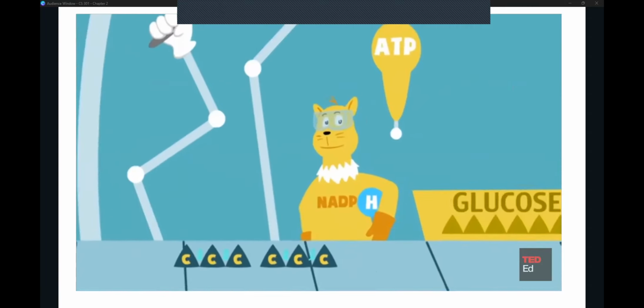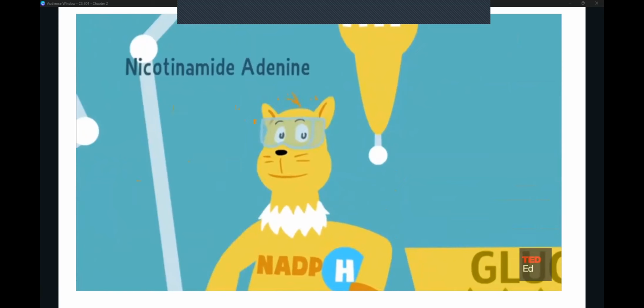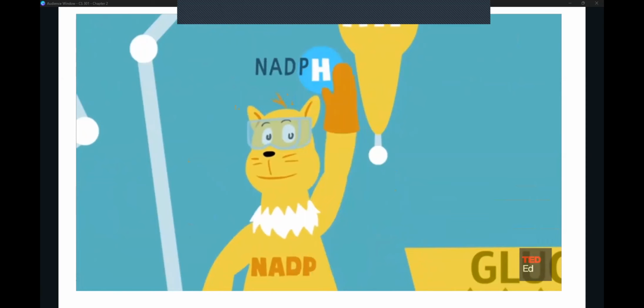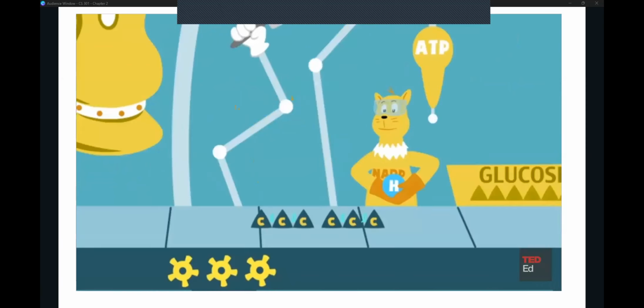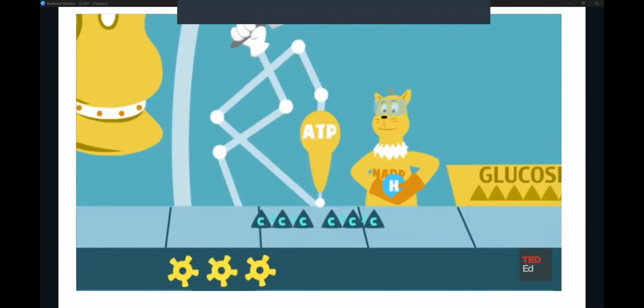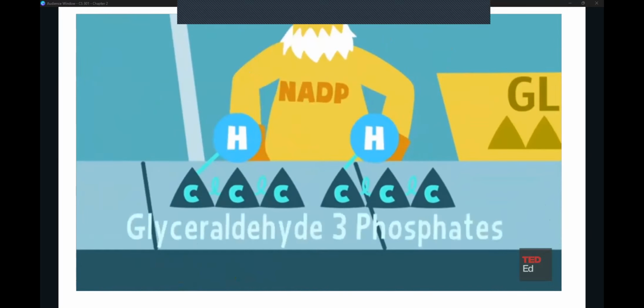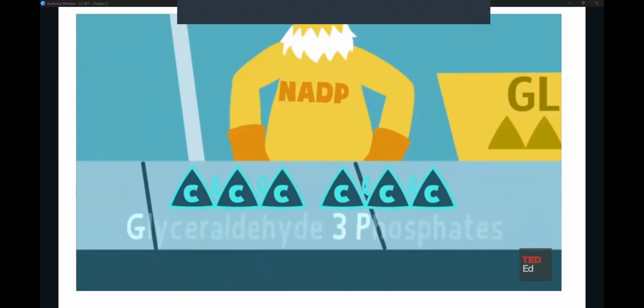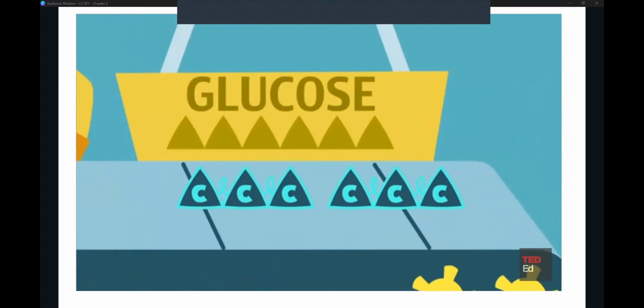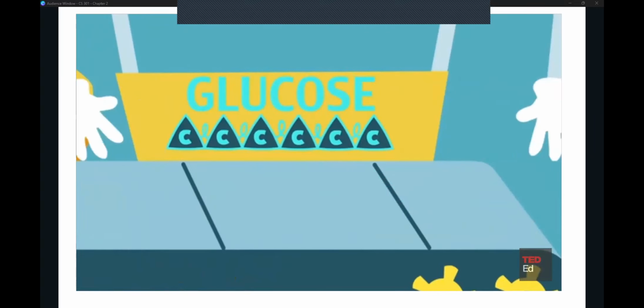Enter ATP and another chemical called nicotinamide adenine dinucleotide phosphate, or just NADPH. ATP, working like a lubricant, delivers energy, while NADPH affixes one hydrogen to each of the PGA chains, changing them into molecules called glyceraldehyde 3 phosphates, or G3Ps. Glucose needs 6 carbons to form, made from 2 molecules of G3P, which incidentally have 6 carbons between them.